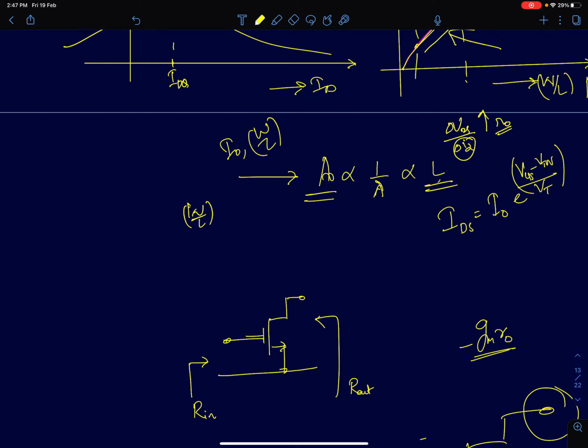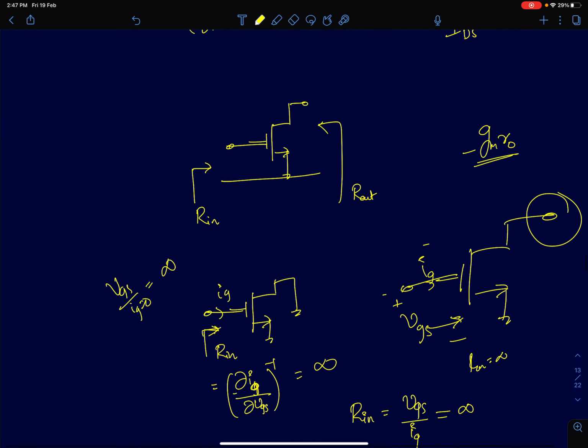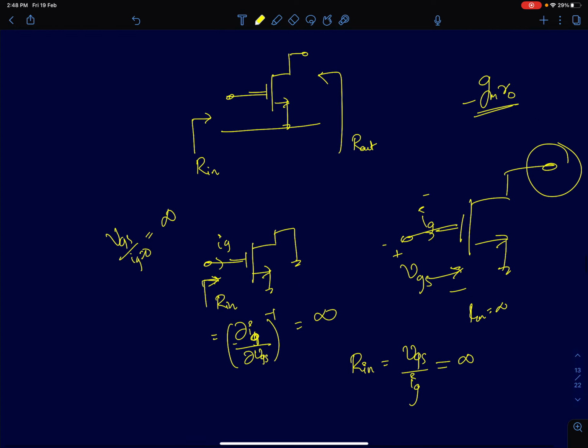So that's it about the intrinsic gain of the MOS amplifier. The next thing we are going to discuss is the input and output resistance of the MOS amplifier, of the common source amplifier. I said these are the three important parameters. With the knowledge of that, you can predict the gain, estimate the small signal gain for any load and source resistances.